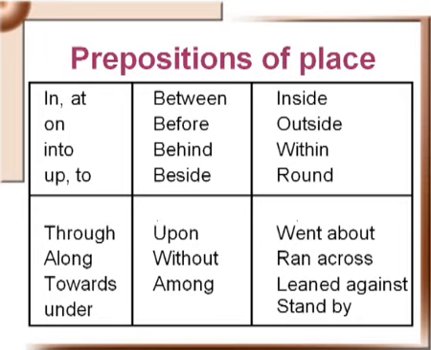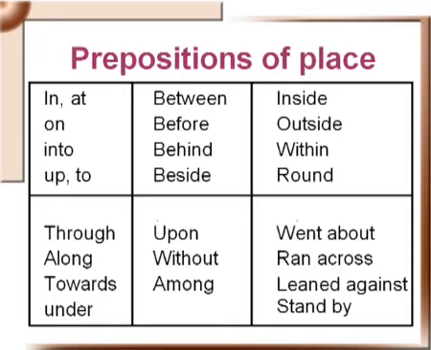In the center block, we have all the prepositions beginning with be. Between, before, behind, beside. Very often we make a mistake in the use of behind, because behind would mean at the back of, and many of us use it differently. At the center again, towards the bottom, we have three prepositions which suggest place: upon, without as in outside, and among, which means in the middle of.